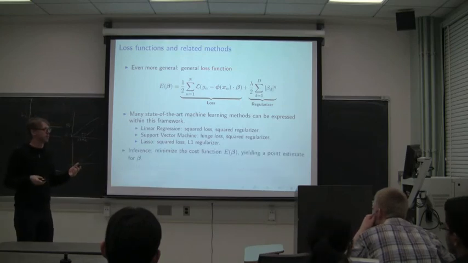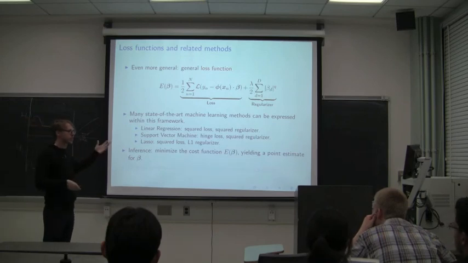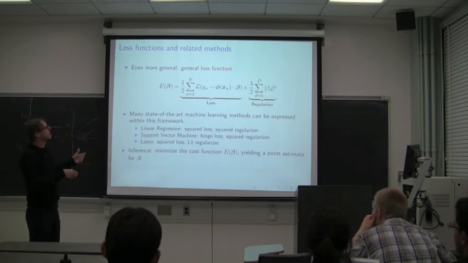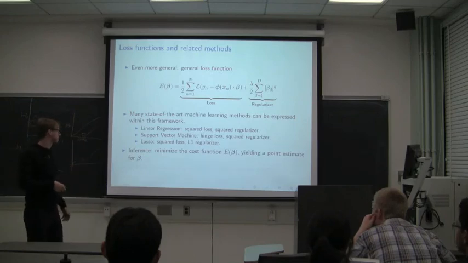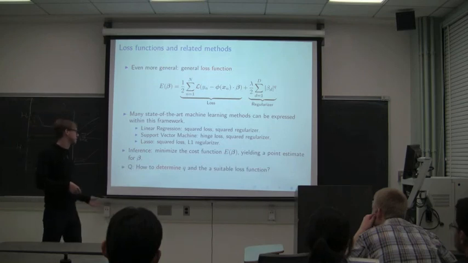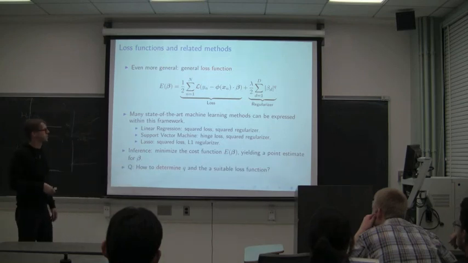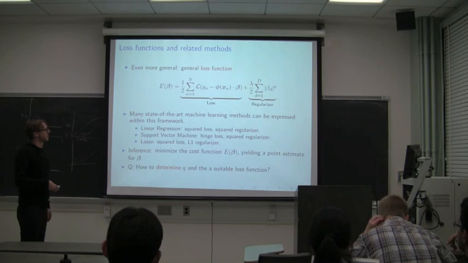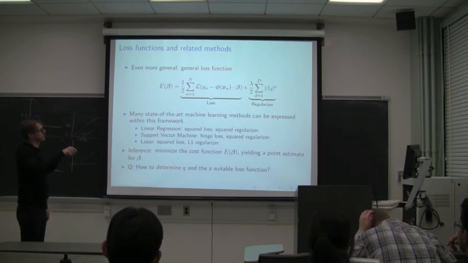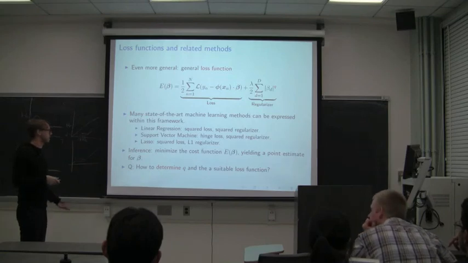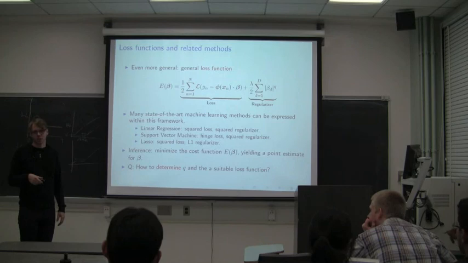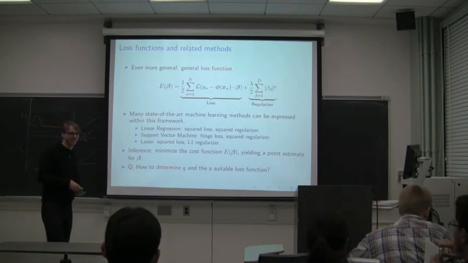If I want to optimize a boosting or a support vector machine, I can write it down as a loss function and a regularizer, and just minimize the parameters of that. Well, the question is how to determine the best suitable loss function. For example, if we just restrict ourselves to a penalty with q and a squared error, this is something that we'll discuss next time, which is model comparison. Okay.